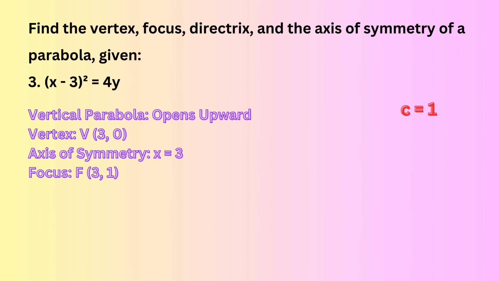As for the directrix, you will start the equation with the variable that is not squared also. In this case it's y. So your directrix must be y equals some value. But what value is it? Then you have to subtract the value of c from the coordinate of the vertex that is not squared. In this case, it is the y-coordinate. Subtracting 1 from 0, we have y equals -1. Hence, the directrix is y equals -1.